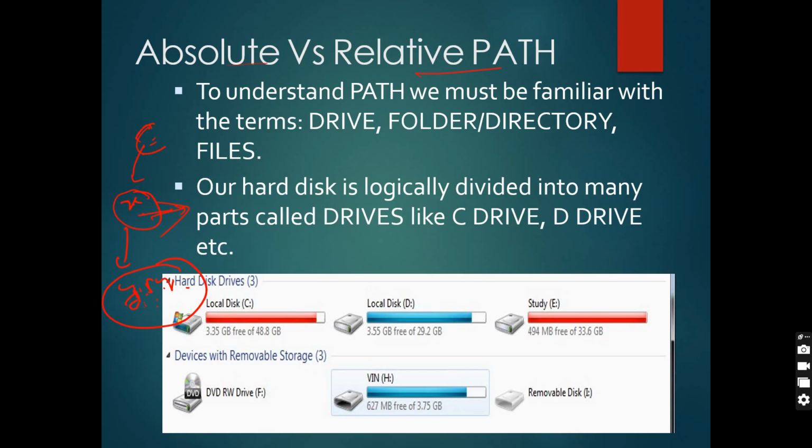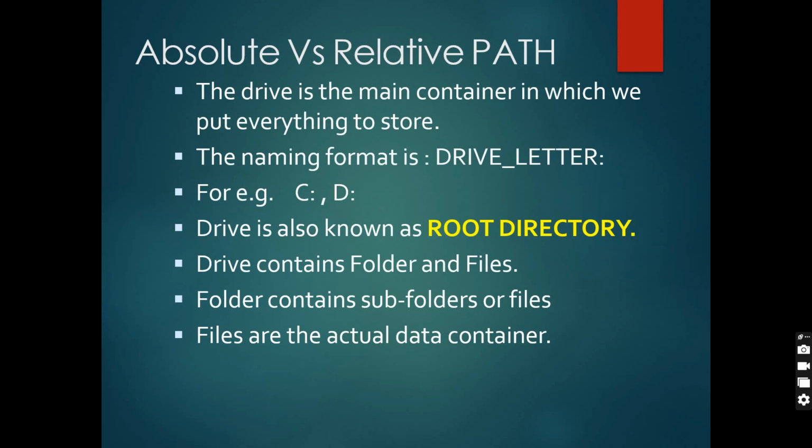Our hard disk is logically divided into many parts, drives like C drive, D drive, etc. The drive is the main container in which we put everything to store. The drive is known as the root directory. A drive contains folders and files. A folder contains subfolders and files. Files are the actual data containers.